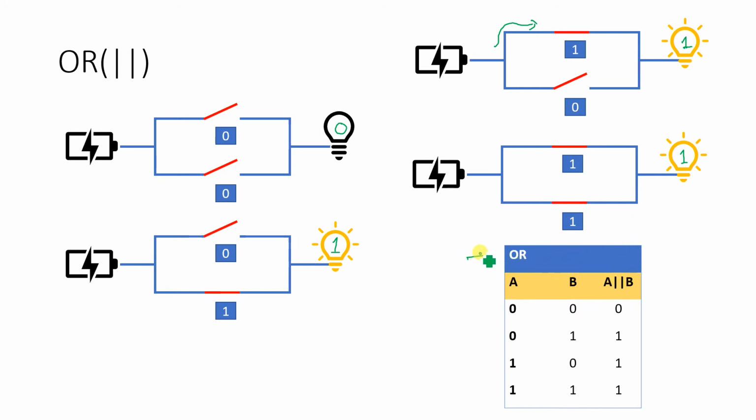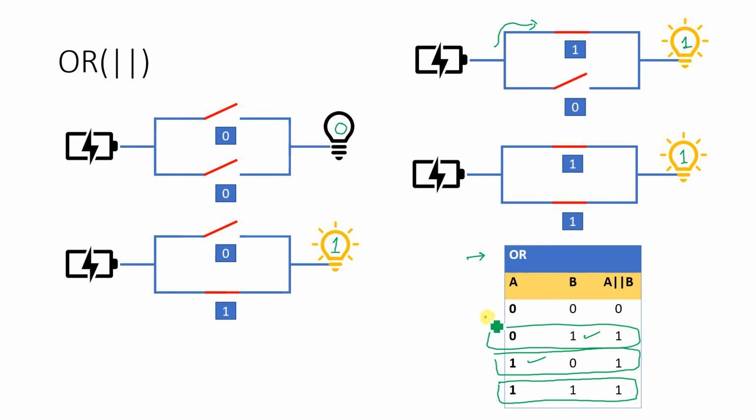So the truth table over here shows that whenever any of the inputs is 1, the output is 1. Like for this case, both the inputs are 1, so that's why the output is 1. In this case one input is 1, that's why the output is 1. In this case also one input is 1, that's why the output is 1. So in the OR operator, the only situation when the output becomes 0 is whenever both the inputs are 0. So I think it is clear for the OR operator.